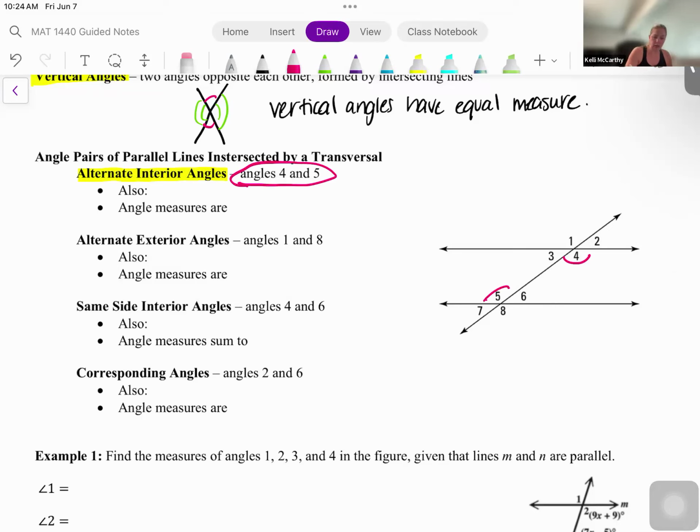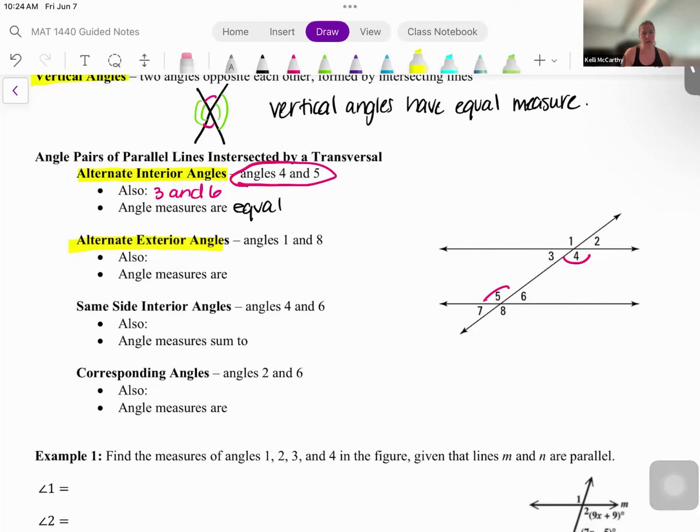What's special about alternate interior angles? Their angle measures are equal. Now, it's also true that angles 3 and 6 are also alternate interior angles. When we think about these names, I like to think about them as describing exactly where they lie. So alternate means different. So different sides of the transversal, but they're on the inside of the parallel lines. So alternate the transversal, interior of our parallel lines. We can see that angles 4 and 5 and also 3 and 6 are meeting those requirements.